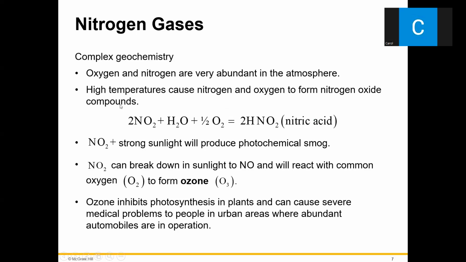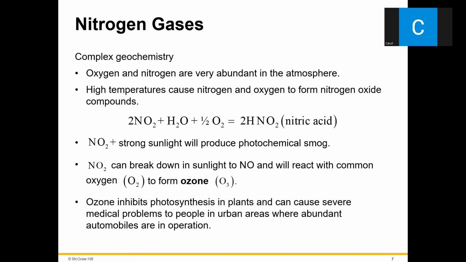Next is nitrogen gases. We usually put these all together and call them NOx because it's NOx, depending on how many oxygens there are. So instead of like NO2, like nitrogen dioxide, like X. Anyways, I'm just rambling now. So it can have complex geochemistry, like nitric acid here. Trying to think if ammonia, it's got nitrogen in it. It might or may not be considered one of these nitrogen gases.